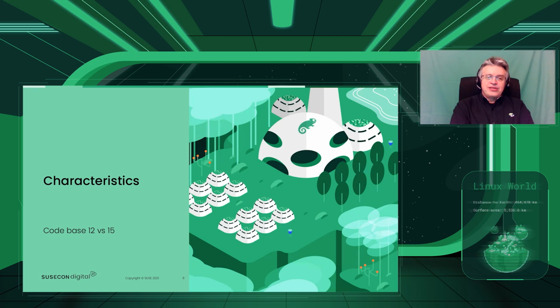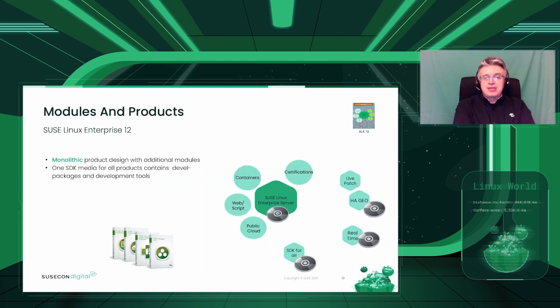But what are now the characteristics when we look at code 12 versus code 15? Let's take one step back to code 12. You remember we had that monolithic product design. We had the one ISO where you downloaded, for example, as you see it here, the SUSE Linux Enterprise Server. There's a lot of stuff on that ISO. The essential parts, also some additional packages. But it's not everything. There are things besides that.